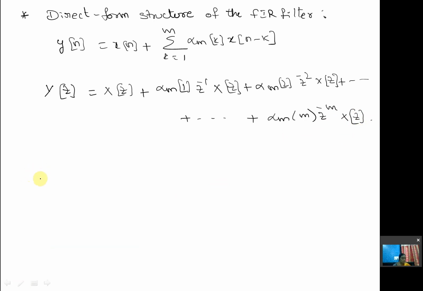So here direct form means, you know, a very simple one. That means numerator polynomials are there, there are no denominator polynomials. So it is nothing but y of z by x of z, only a numerator polynomial. That means it is nothing but an all zero system. What is that? All zero system.